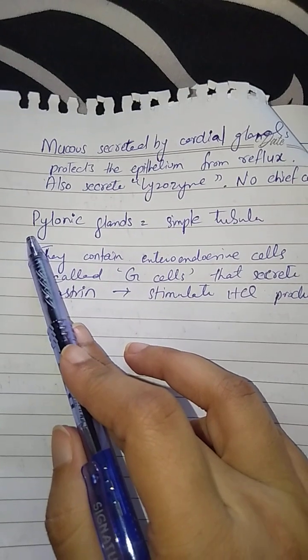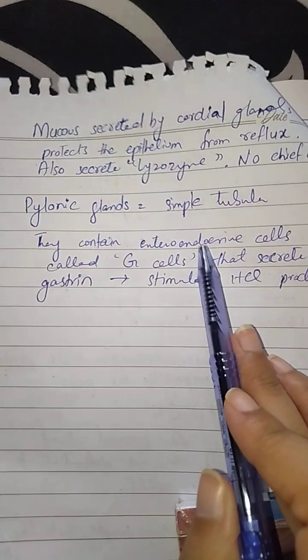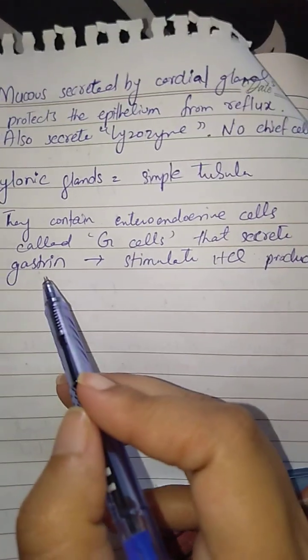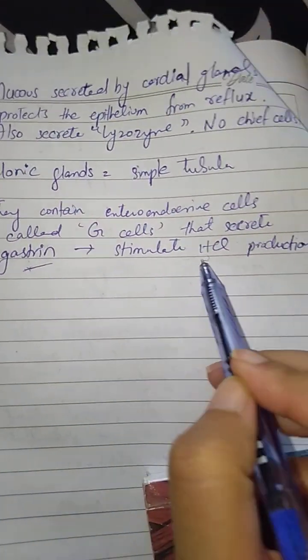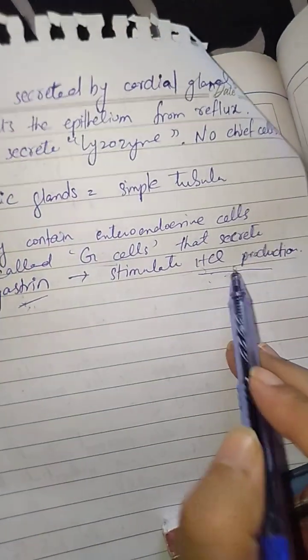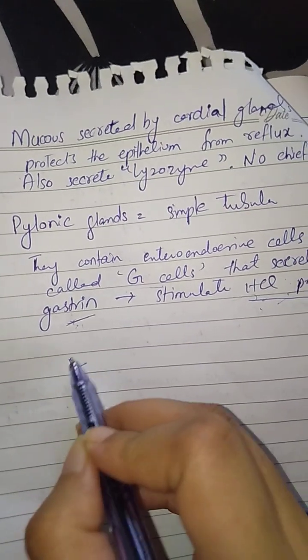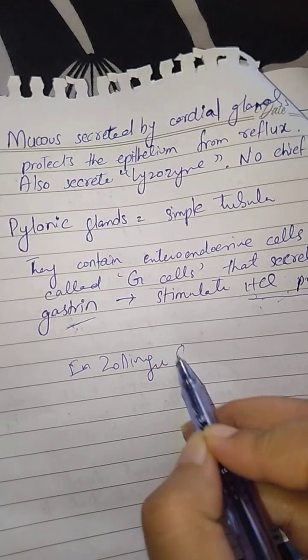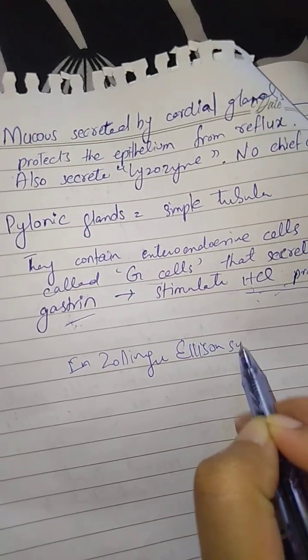Now the third one is the pyloric gland, that is a simple tubular gland. It contains enteroendocrine cells. Now you all know that these enteroendocrine cells are also called G cells that secrete gastrin. What is gastrin? It is actually a hormone that stimulates HCl production. Now it is a very important factor that if there is a tumor of the G cells, it will increase gastrin release, and gastrin release will cause HCl production. So in Zollinger-Ellison syndrome, which you will read in pathology, that is actually a tumor of the G cells.